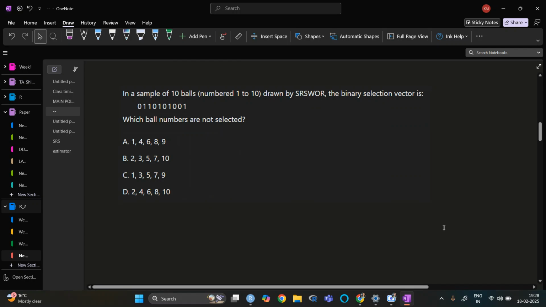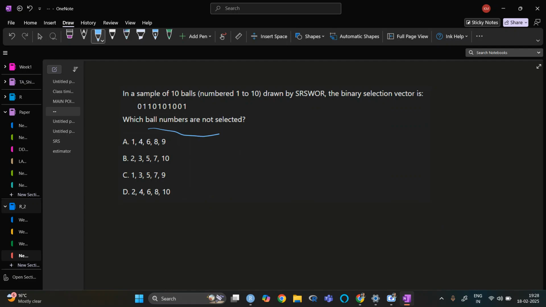Okay. So in a sample of 10 balls, the questions are simple, but we need to see what the question exactly is. Here we have the balls which are not selected. In the not selected, we need to see where zero is present. We can see that it is present in the first, fourth, sixth, eighth and ninth. So this will be the answer: 1, 4, 6, 8, 9.